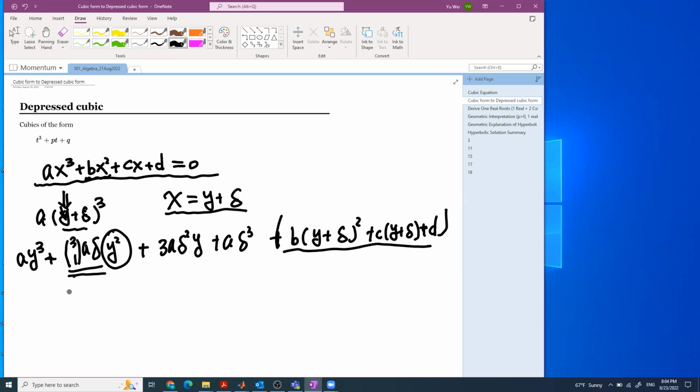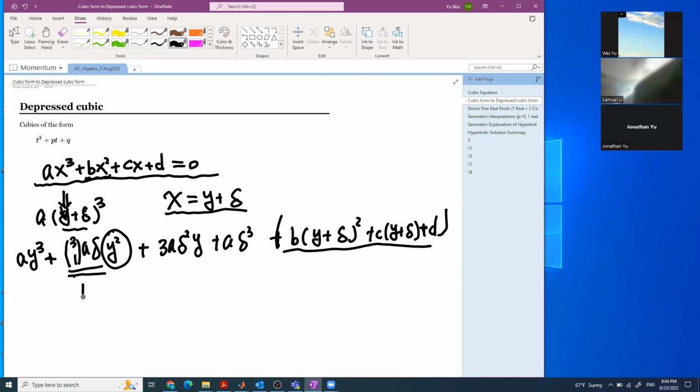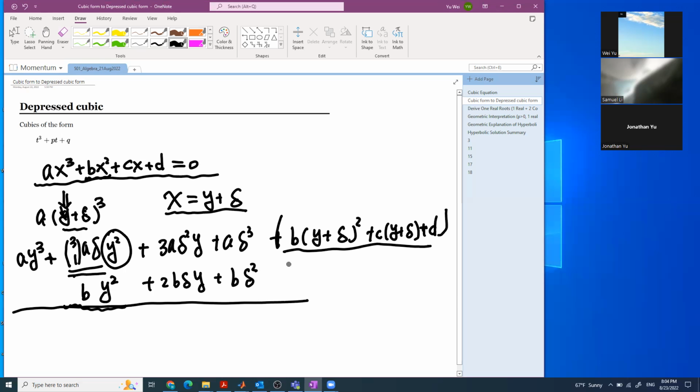So what we can do is b of the y square, plus 2b delta of the y, and then plus b of the delta square, right? So how can we cancel it? What delta do we need to set to help us cancel it, Jonathan or Sam? Delta equals negative of what? We need to cancel the y squared term, so 3a delta plus b is equal to 0. We need to set delta equal to this, right?